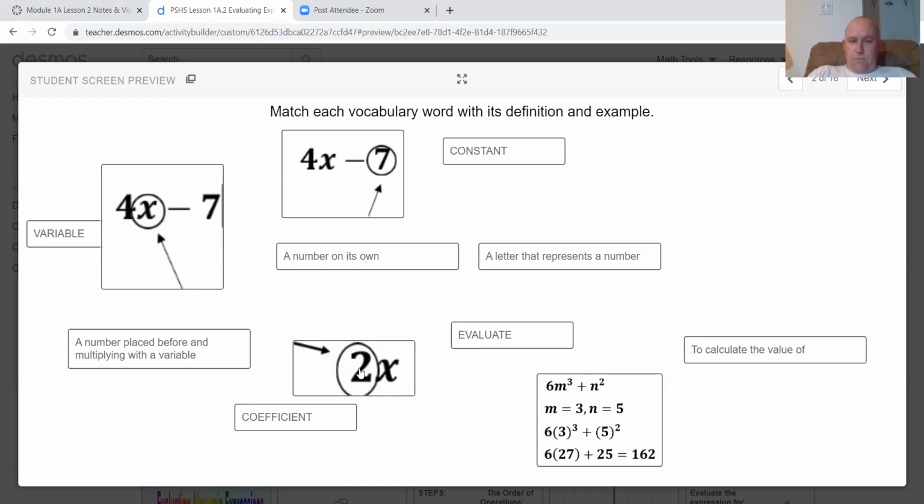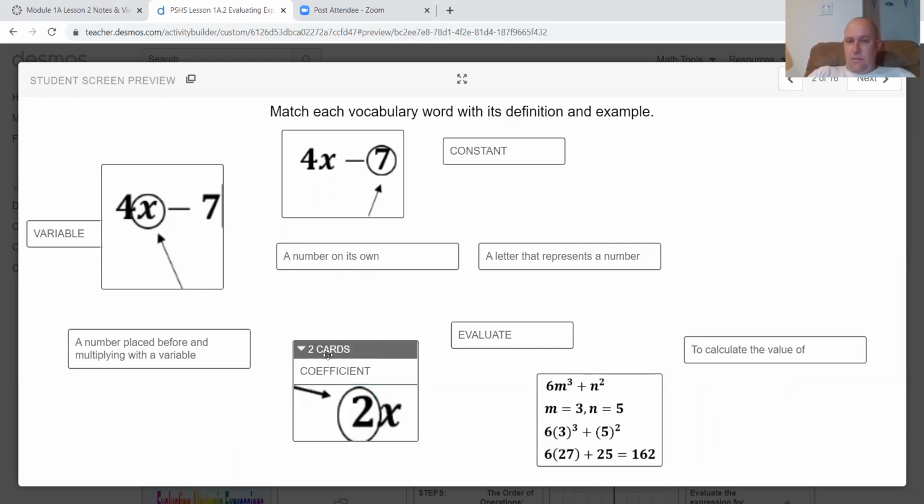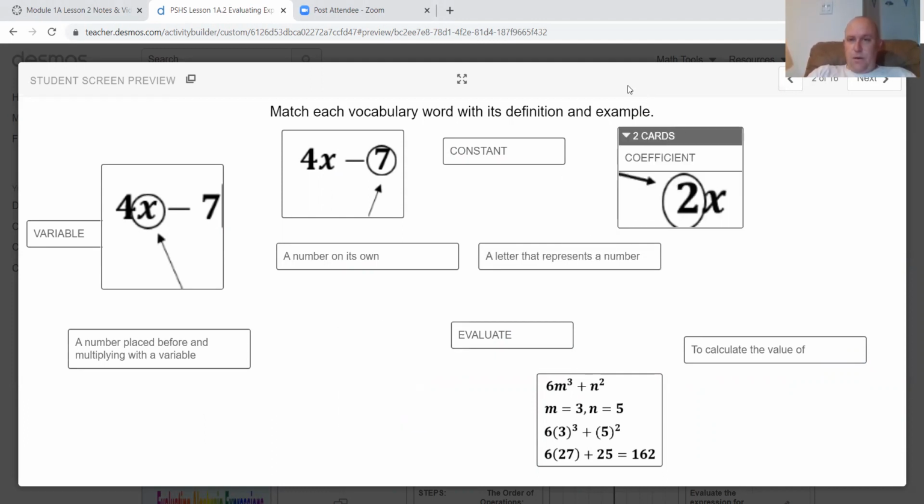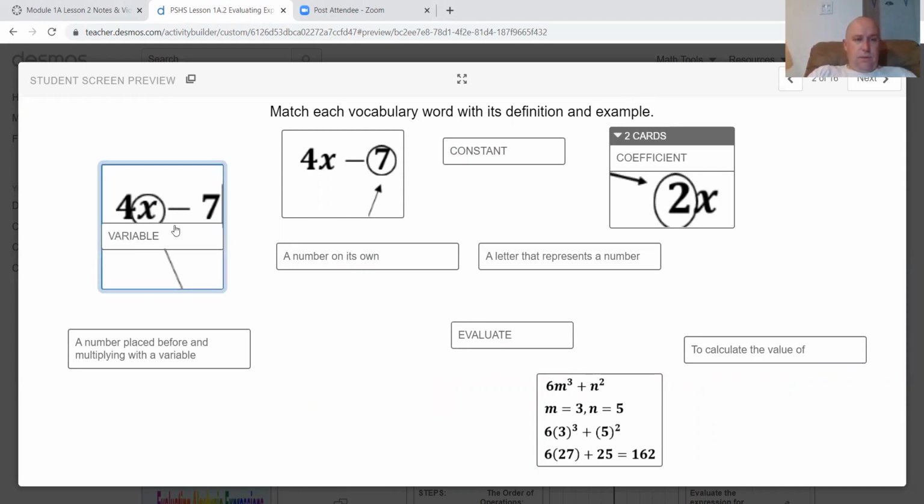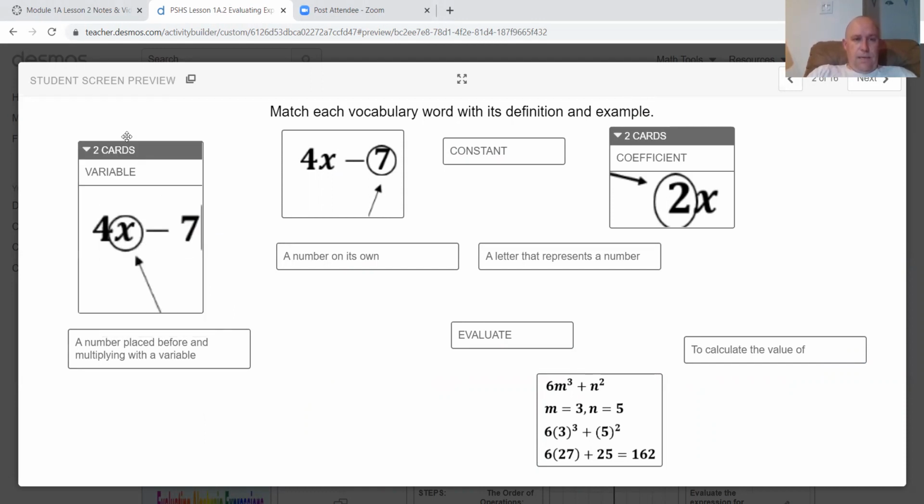Well, I do know that the number in front of a variable is called the coefficient. To use the Desmos, all you do is drag the two things together and then it makes a card. If it helps, you can just click it to collapse it, or you can just move it out of the way a little bit. I also know that the letter itself is called a variable. So I'm going to go ahead and join those two together as well.